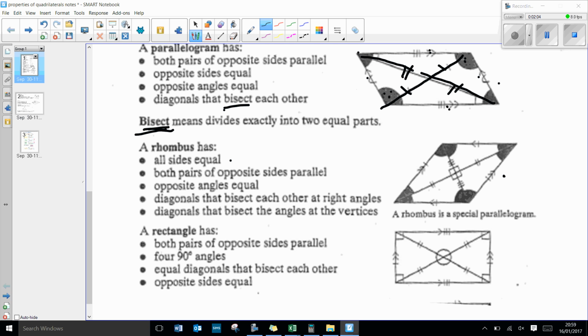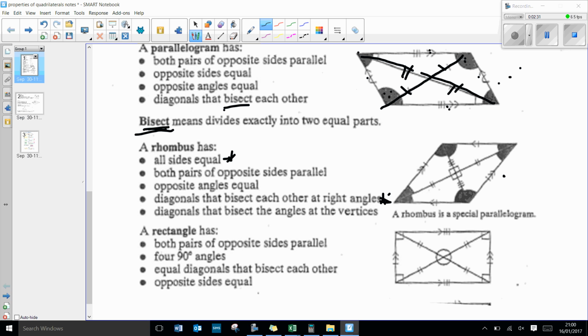However, to make it a rhombus, we have extra information: that the diagonals bisect each other at right angles. So that thing is different. Also, all sides are equal. So there are slightly extra pieces of information that separate them from one another. Otherwise, we could say that they were all the same shape.